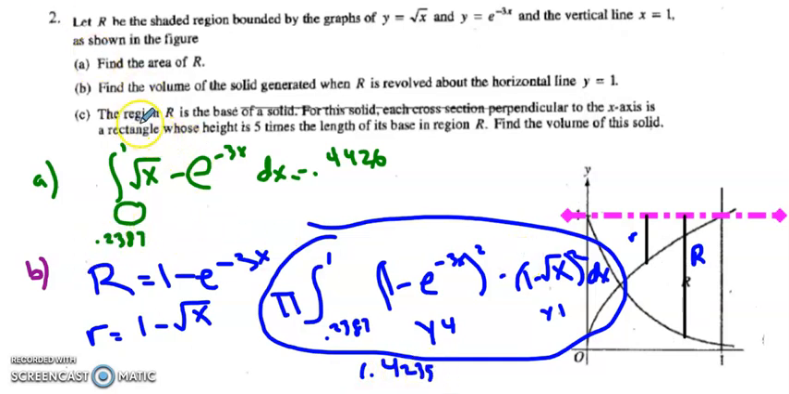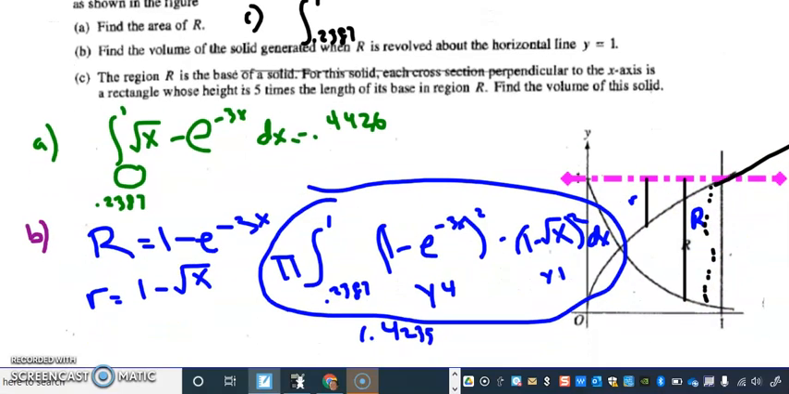Okay, so part C then says, take the region R as the base of a solid and use each cross-section perpendicular to the x-axis as a rectangle whose height is 5 times the length. So to do this, and I'll find some space up here, I need the same limits of integration, which is very convenient, 0.2387 to 1, and I need the base to be the difference here between the top and bottom curve, and then I'm going to have these rectangles.